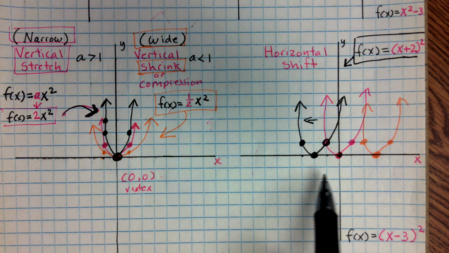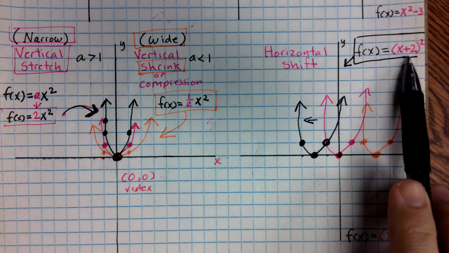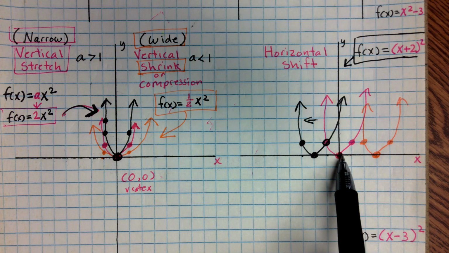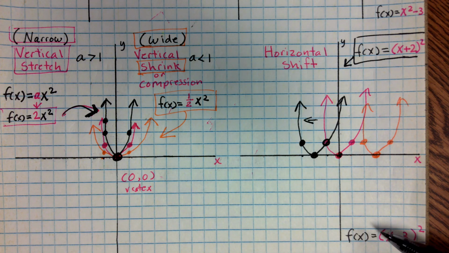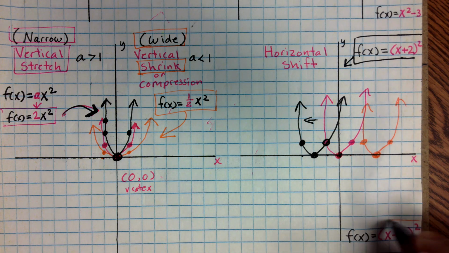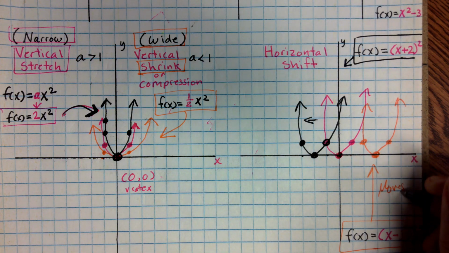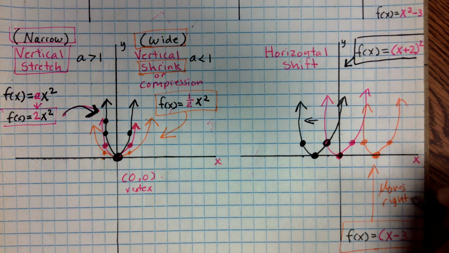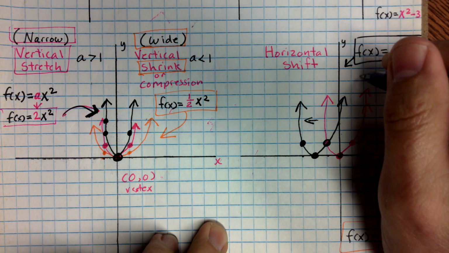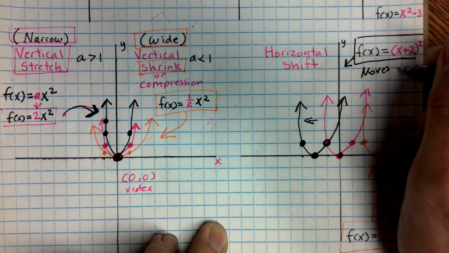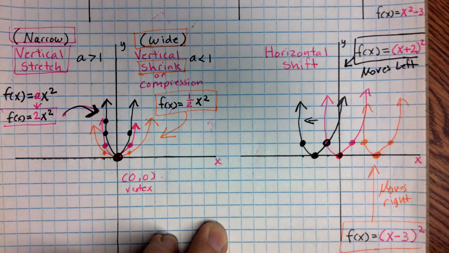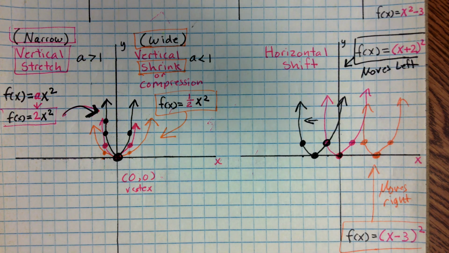So now you can see that whenever we add something to x and square it, our graph moves to the left, and when we subtract something from x and square it, it moves to the right. So I'm going to go ahead and box it real quick. My arrow, I'm going to put moves right. And over here, moves left. And that's everything you need to know about transformations and quadratics.